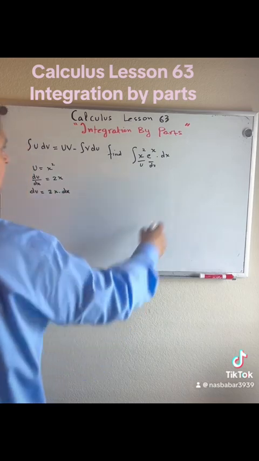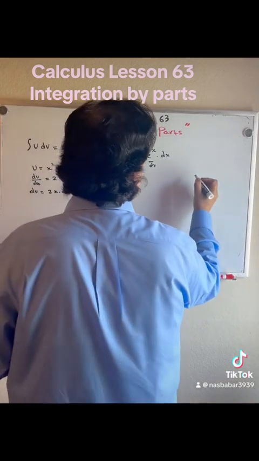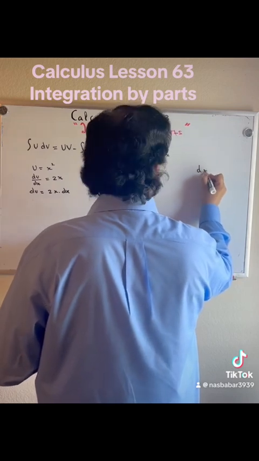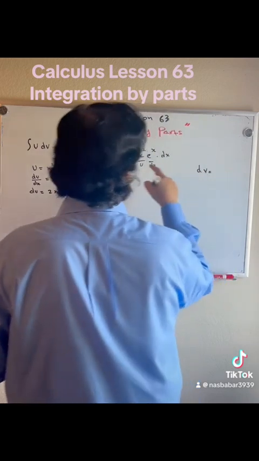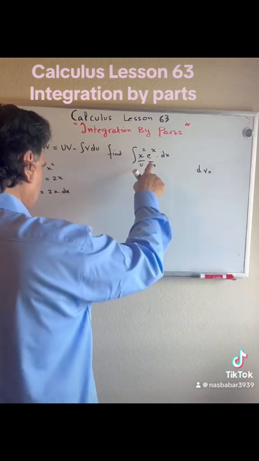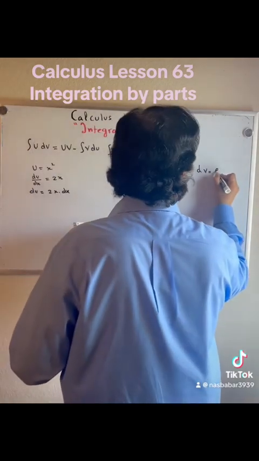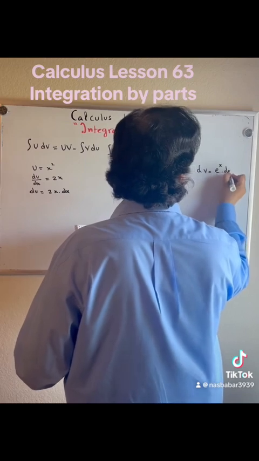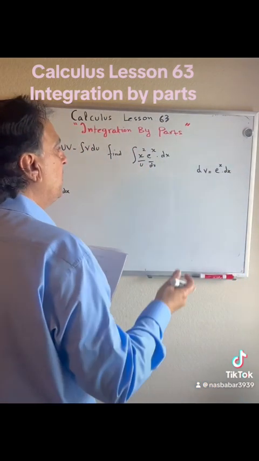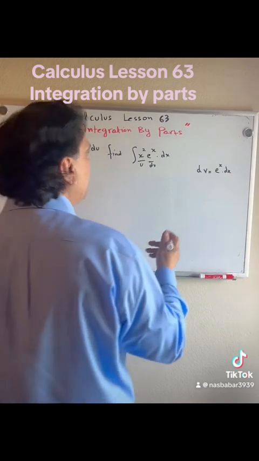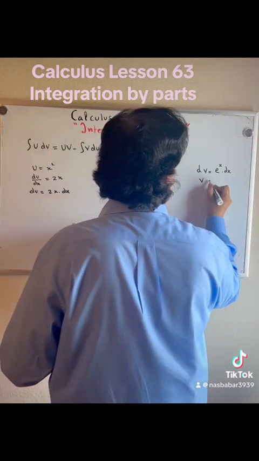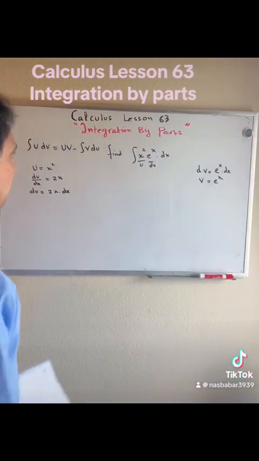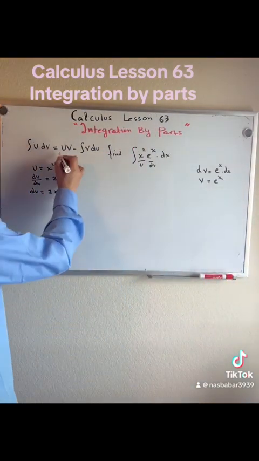All right, now let's go ahead and move on to this side of the board. And we say dv is equal to e^x dx. So if I integrate both sides, I will get v is equal to e^x. All right, now let's go ahead and plug this into this formula right here.